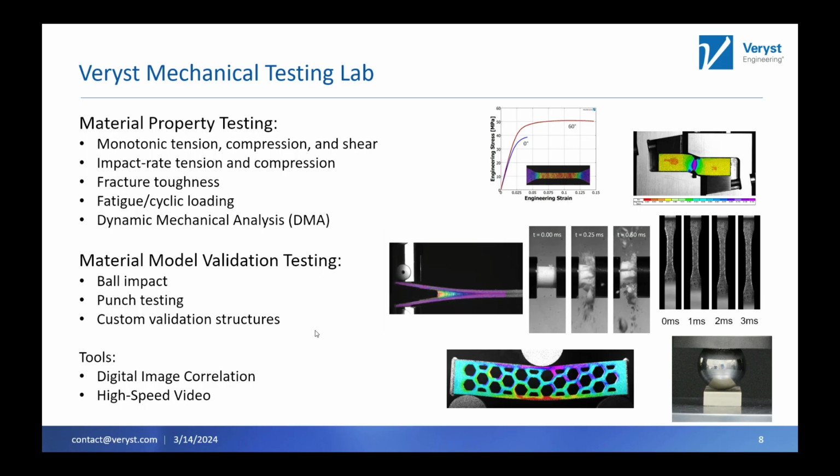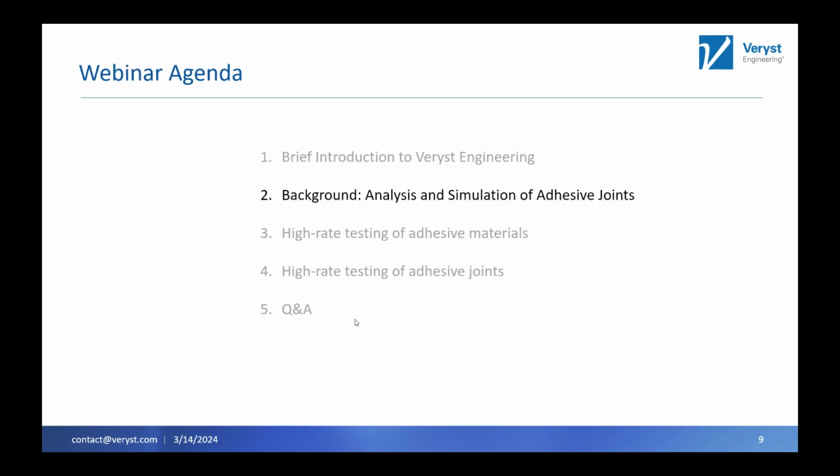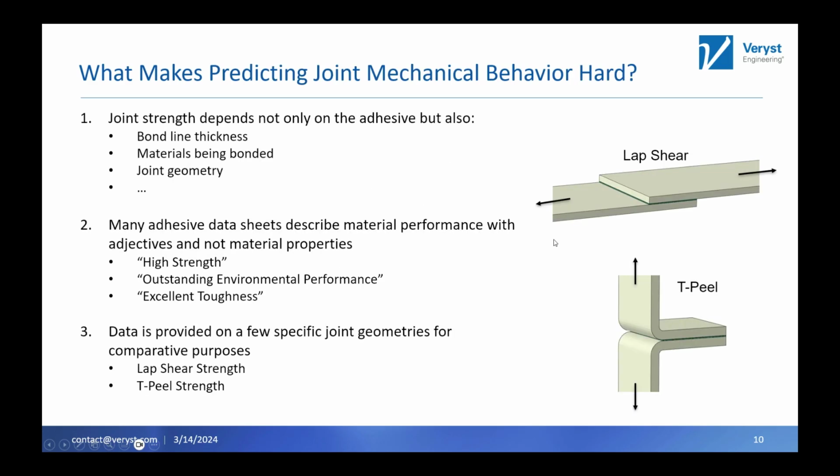We use a lot of digital image correlation and high-speed video, which you will obviously hear more about later in the presentation today. So let's move on to the background knowledge here, which is what I'm calling analysis and simulation of adhesive joints.